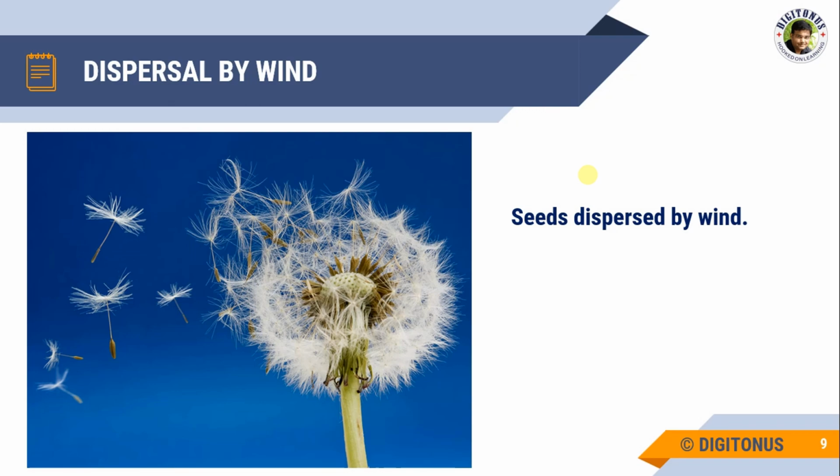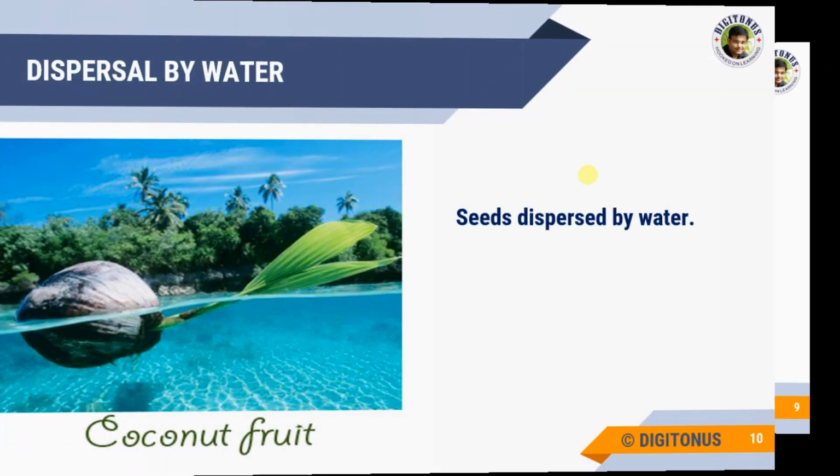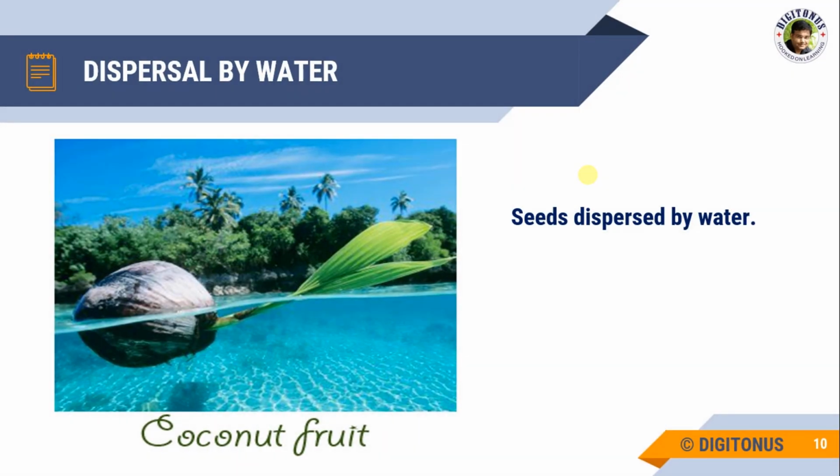Now let us see dispersal by water. Seeds that have a fibrous covering that can float on water can be dispersed by this method. For example, coconut and lotus.